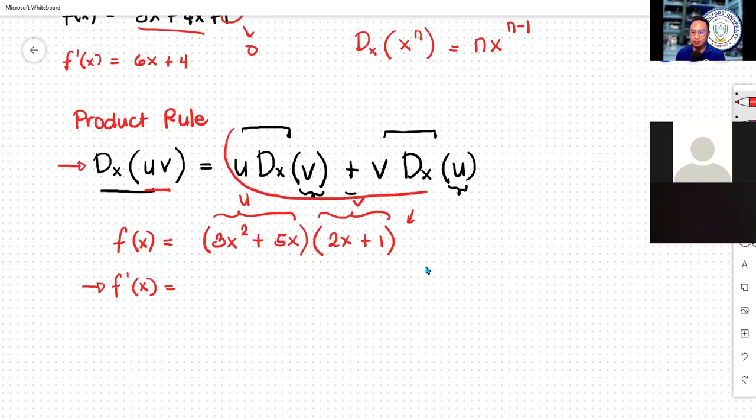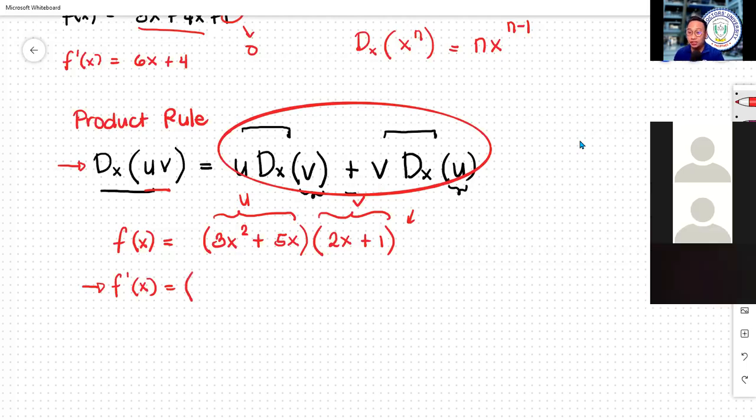And we're going to take this pattern there. So our u, guys, is, let me change color. You always make sure to place them inside the parentheses. 3x squared plus 5x, para makita ninyo ang difference, dx. And instead of writing v, we're going to be using the 2x plus 1 because we represent that as our v. So we have 2x plus 1, and then we do plus.